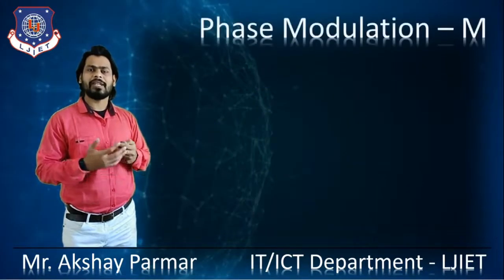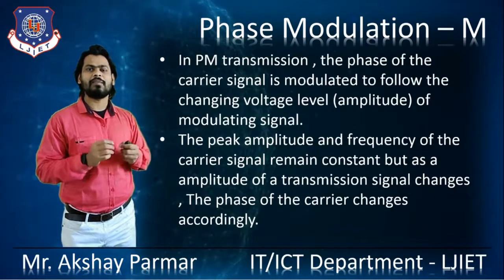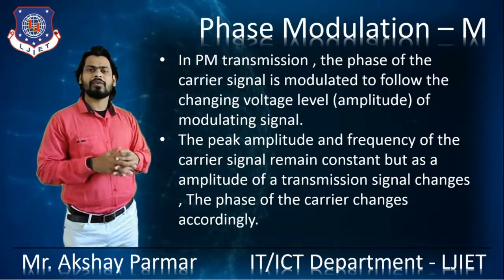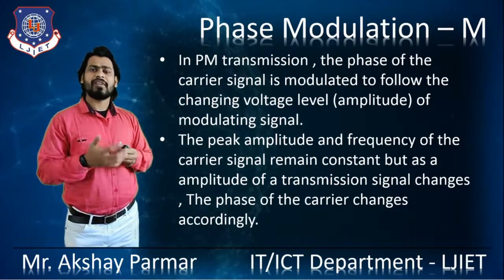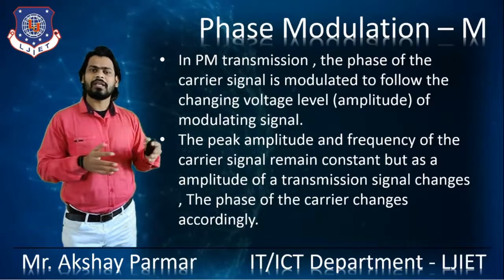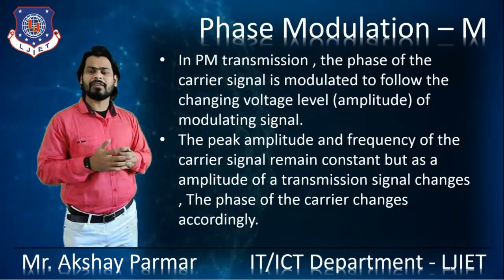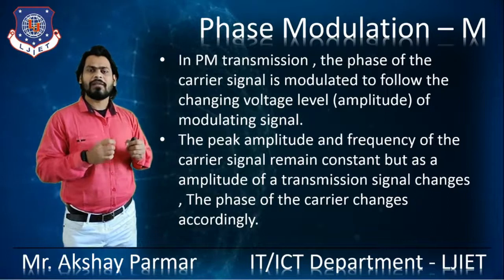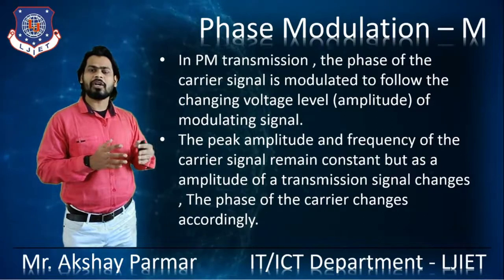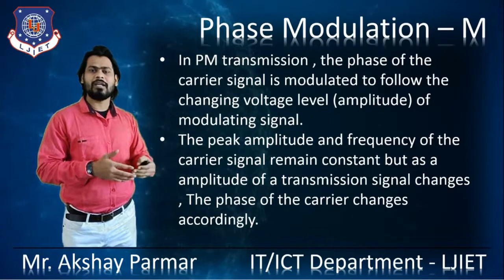After that, let's see phase modulation. In phase modulation, the phase of the carrier signal is modulated to follow the changing voltage level of the modulating signal, right? Here the changing voltage level is nothing but the amplitude. So the peak amplitude and the frequency of the carrier signal remain constant, but as the amplitude of the modulating signal changes, the phase of the carrier changes accordingly. You can see that the phase of the carrier changes accordingly.